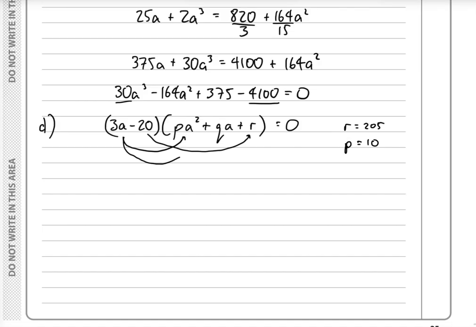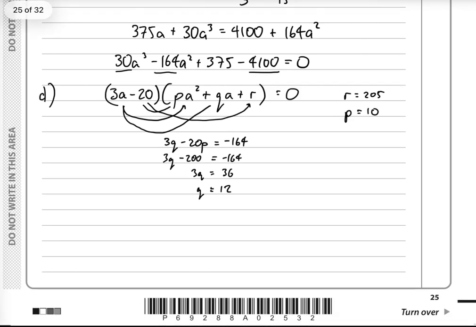so 3a times qa is 3qa squared, minus 20 times pa squared must equal minus 164a squared. We know p is 20, so that's minus 200. That gives us 36 for 3q, and q is 12. So our quadratic here is 10a squared plus 12a plus 205. And we still have the 3a minus 20.